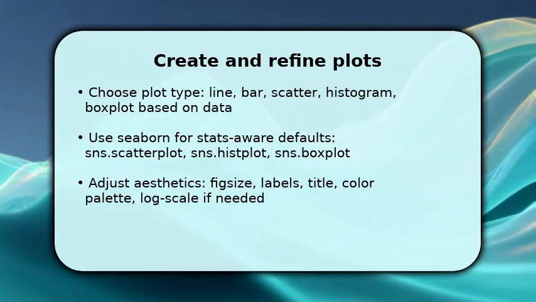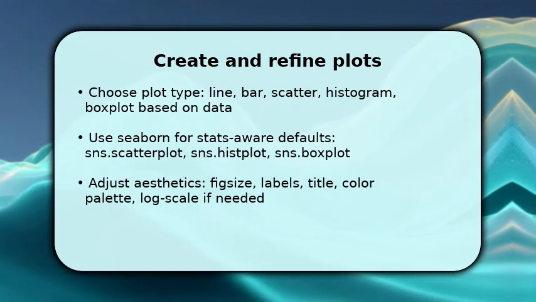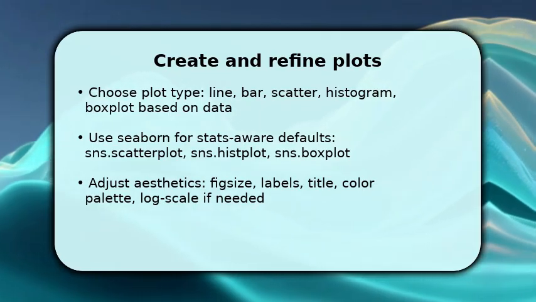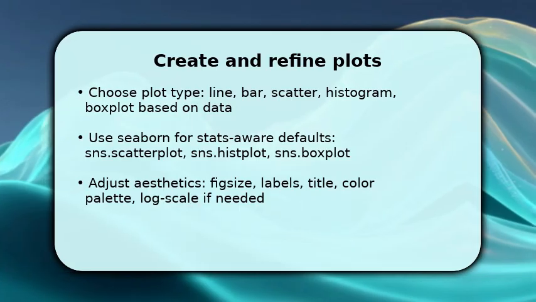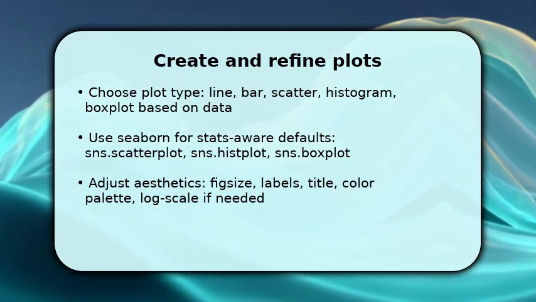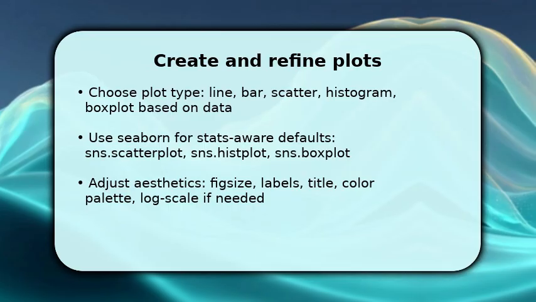For distributions, choose histplot or boxplot. For relationships, use scatterplot or lineplot. Make sure to set fig size and DPI so plots are readable, then add axis labels and a concise title.